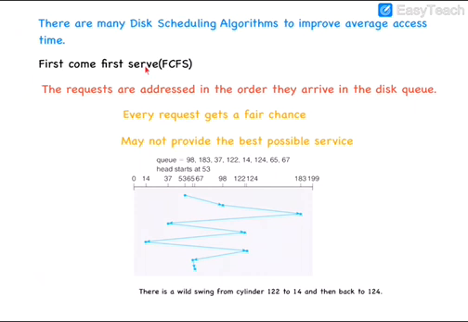The first one we will discuss is the first come first serve disk scheduling algorithm. The idea of first come first serve, as the name suggests, is that requests are addressed in the order they arrived in the disk queue. Whichever request comes first will be processed first. In this algorithm every process gets a fair chance, but it may not provide the best possible service. Let us see an example.